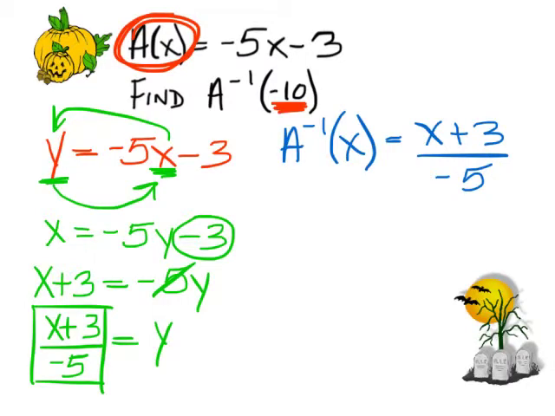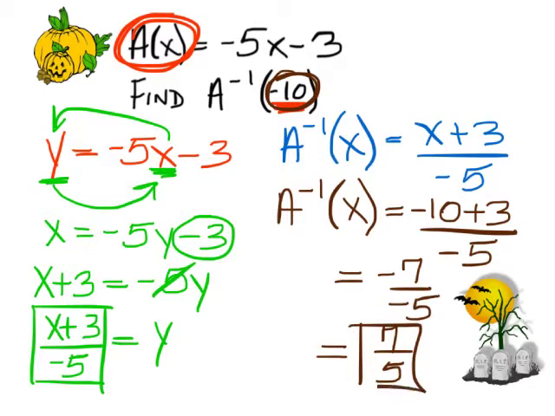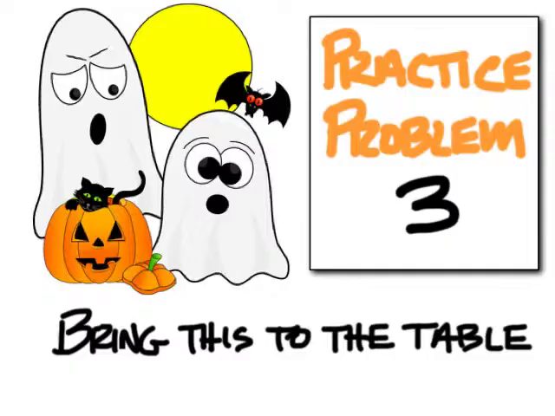Now the problem that was given to us says that we have to do this. Plug in negative 10. So a inverse of x equals negative 10 plus 3 over a negative 5. That is a negative 7 over negative 5. And you can leave it in that form, just simplify the signs. Double negative changes to positive. 7 over 5 would be the final answer.